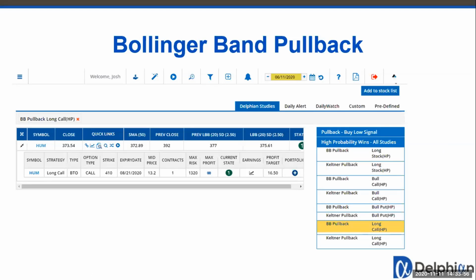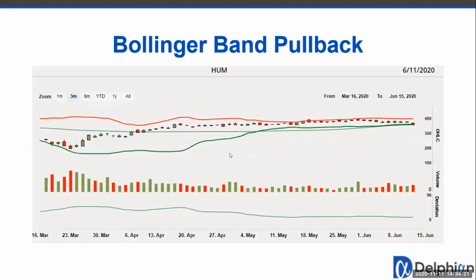So on 6/11, Humana triggered the Bollinger Band. We do long calls and bull puts on these. I'm showing the long call here, which would be 30 delta or greater. So that's our entry point here.